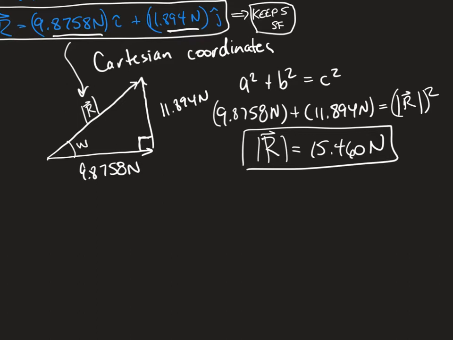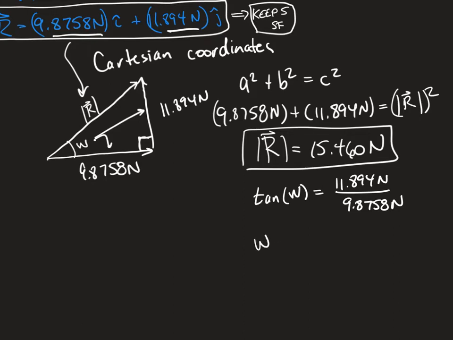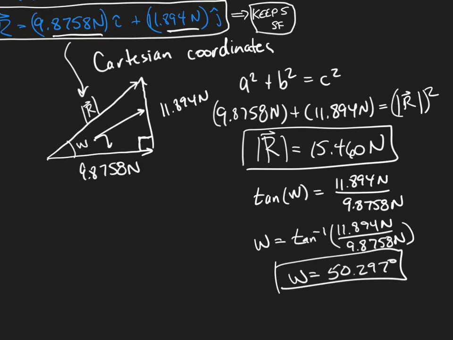Then the angle becomes, well, I know the side opposite and the side adjacent, so this is a tangent problem. The tangent of angle W equals the opposite, 11.894 newtons, divided by the adjacent, which is 9.8758 newtons. So W equals the inverse tangent of 11.894 newtons divided by 9.8758 newtons. W equals 50.297 degrees.